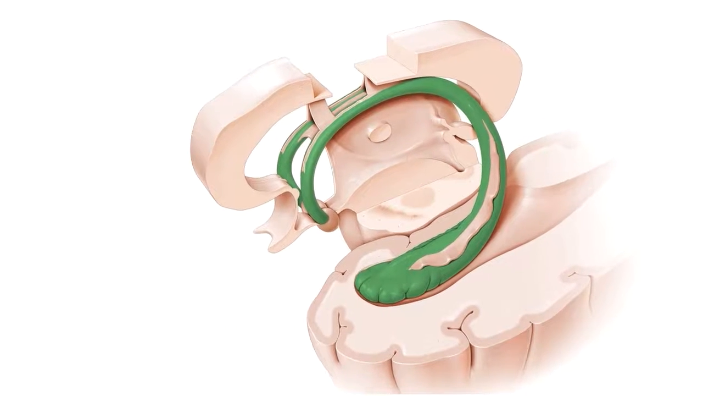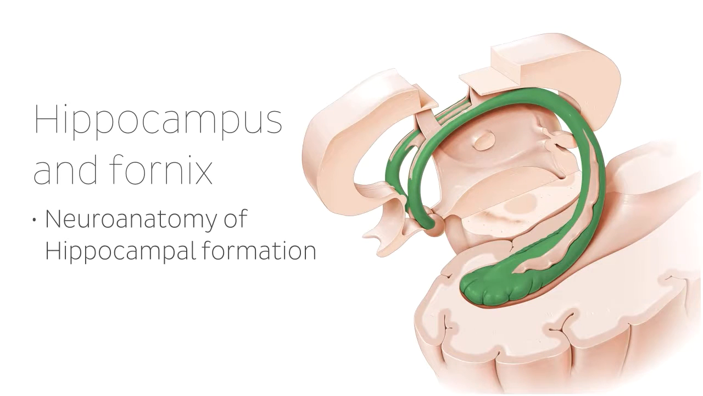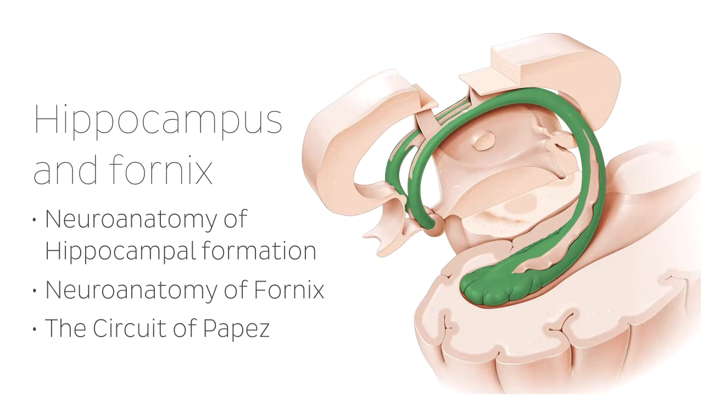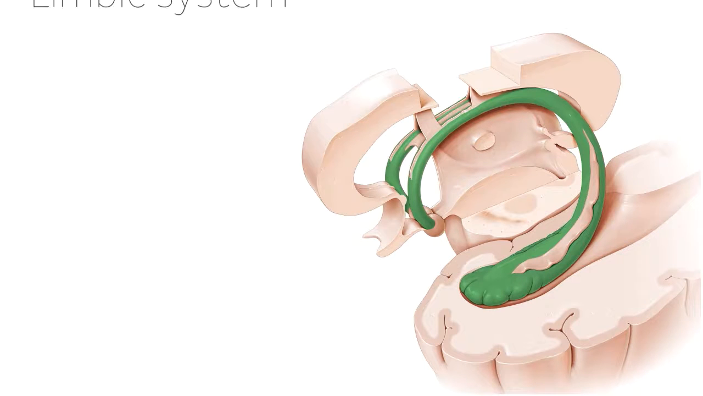First, let's now have a brief overview of what we're going to talk about in this tutorial. During the course of this video, we'll discuss some of the structures that make up and are associated with the limbic lobe, starting with the neuroanatomy of the hippocampal formation and its parts, the neuroanatomy of the fornix, and finally we'll move on to talk about the circuit of Papez and its role in memory and what happens when it is disrupted. But before we go on to talk about the neuroanatomy, let's have a brief chat about the limbic system.